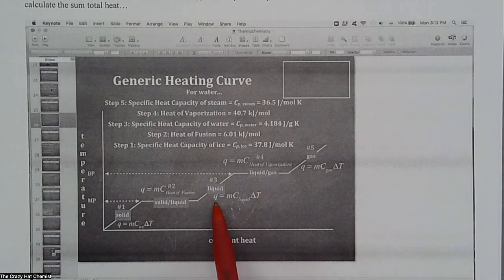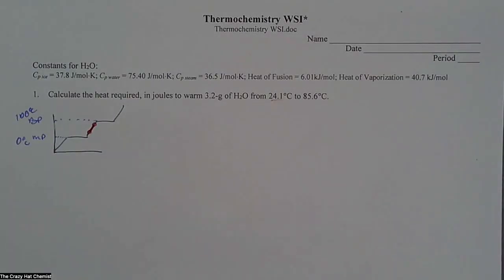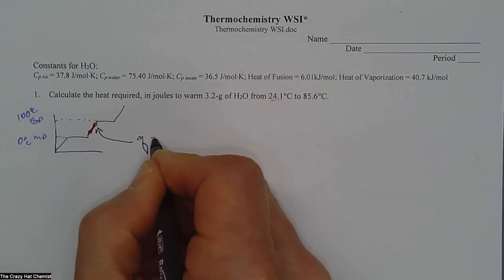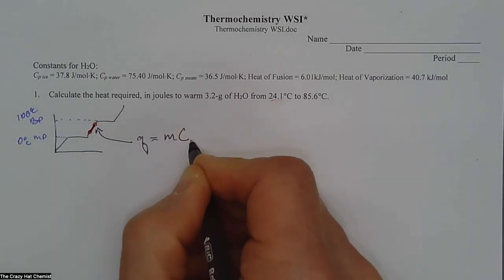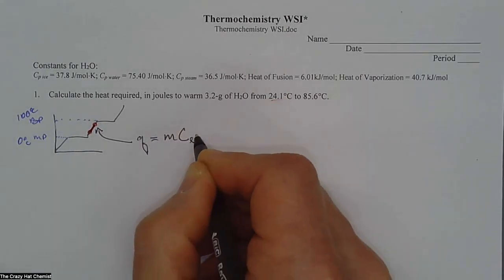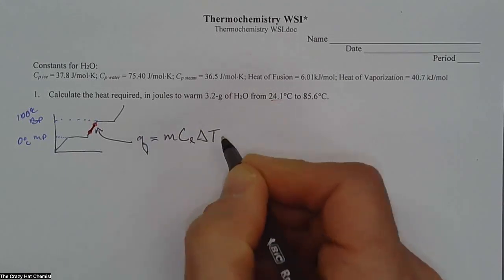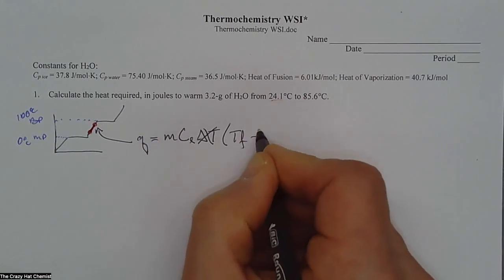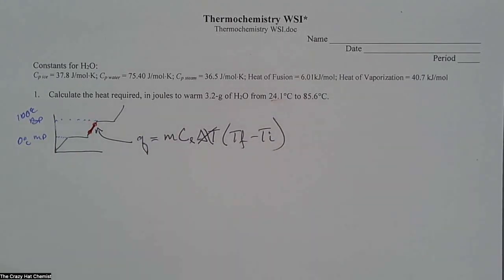So the equation that I'm using is Q equals MC for the liquid, delta T, which is TF minus TI. So I know that I'm actually at step 3 of this graph. That's really the important component to this here. All right. So now that I'm at this section, I know that I'm using Q equals MC for a liquid, delta T. And we're going to replace the delta T with TF minus TI. All right, just like that.